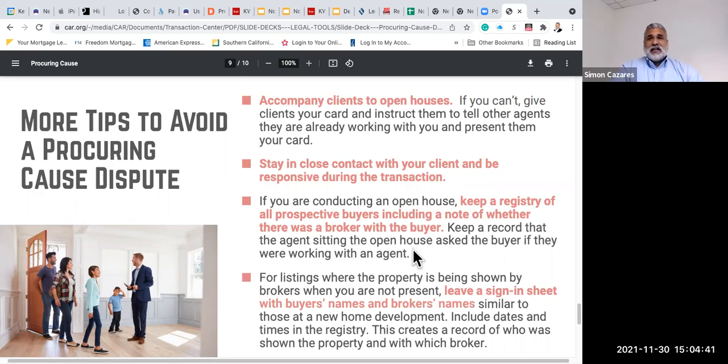Now, if your clients are talking to the listing agent or whoever's hosting that open house, okay, if you cannot be there, give your client your card and instruct them to tell the other agents they're already working with you and present them your card.